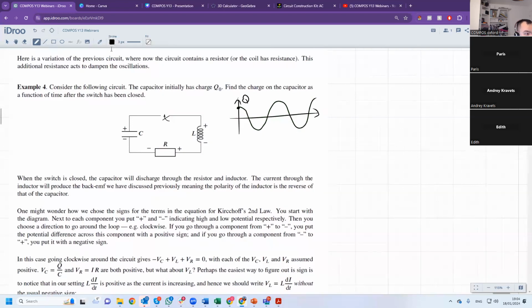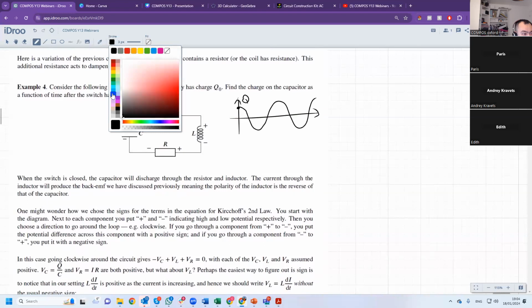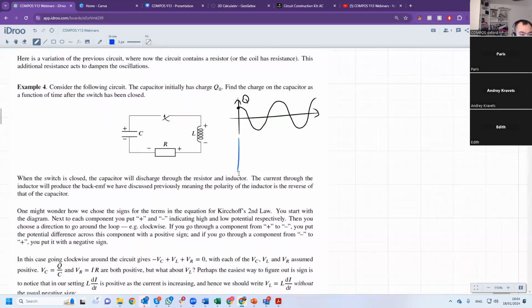Now the current in the circuit, how would the current in the circuit change as a function of time?